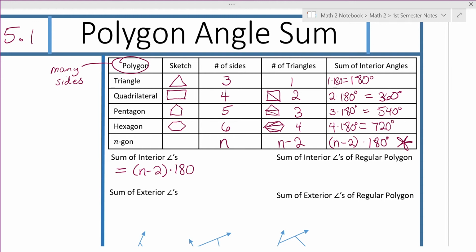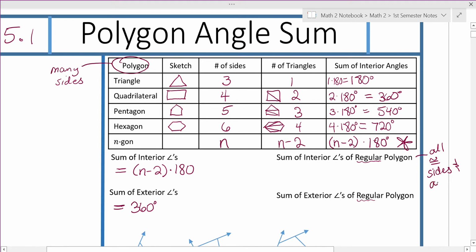Now, the sum of the exterior angles of a polygon will always be 360. No matter how many sides it has, the sum of the exterior angles of a polygon, exterior again means outside, right, will always be 360. Now we also have things called regular polygons, you guys. Regular polygons have all congruent sides and angles. All congruent sides and angles. So like a square is always a regular polygon because it has 4 congruent sides and 4 congruent angles.